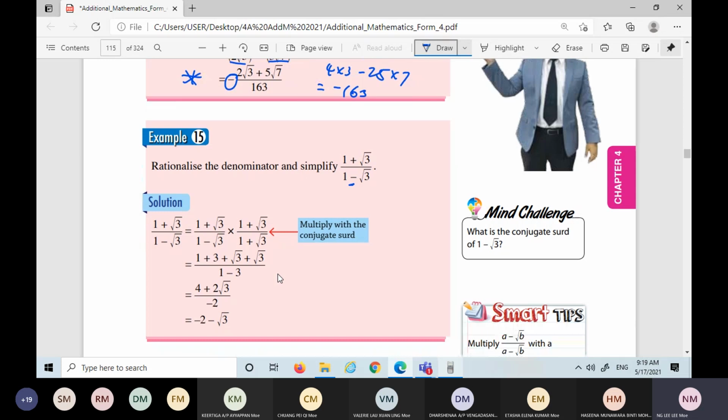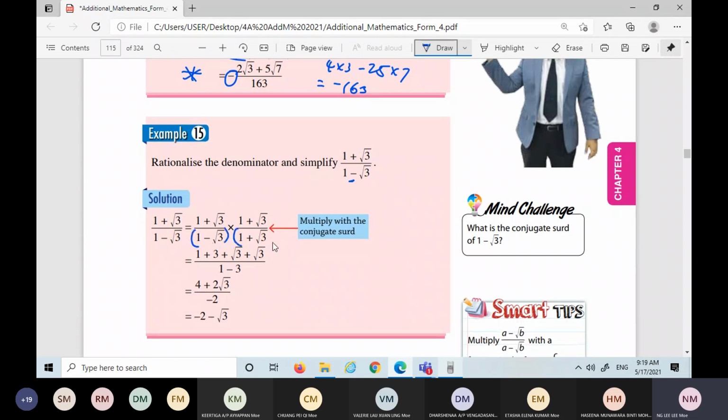Here, this and this is the same as A minus B and A plus B, so you will get A squared minus B squared. A squared is 1 squared, so you get 1. And then minus B squared. B is square root 3, so square root 3 squared, you get 3. Next here.